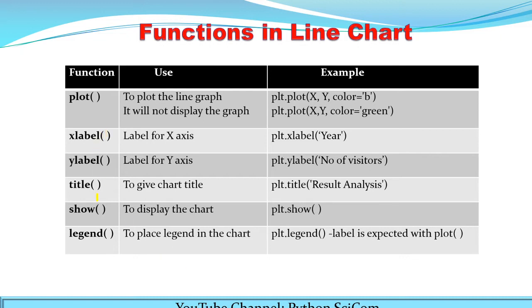Now these are the various functions which are used in the line chart. Plot function, it is used to plot the line chart. Xlabel, it is used to define the label on the X axis. Ylabel, it is used for the label for the Y axis. Title function, it is used to give the chart title. Show function, it is used to display the chart. The legend function, to place the legend in the chart. For providing the legend, we have to use the attribute label along with the plt function. Now we are going to discuss it in detail, and also we will do it practically.